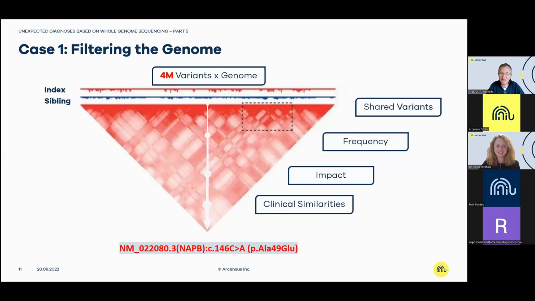So you take this case, you do the genome, you end up with the 4 million variants I've introduced to you. We are able to identify with the genome the variants being different to the reference, and not only 200,000 as we see in the exome. Then you go through the bioinformatic pipeline, analyzing the shared variants, the frequency, the impact, and the HPO terms. And in this case, we identified in a gene called NAPB a variant at position 146 C>A.